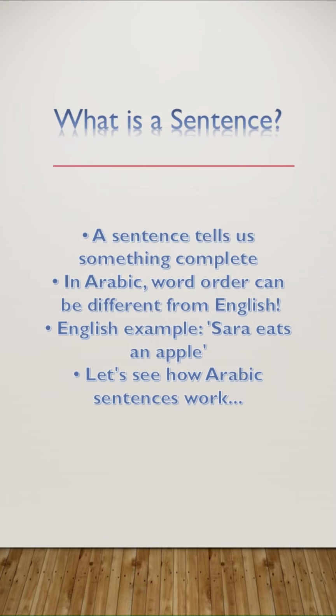A sentence tells us something complete. It gives us a full idea or thought. In Arabic, the word order can be different from English. For example, in English we say, Sarah eats an apple. But Arabic has its own special way of arranging words. Let's see how Arabic sentences work.